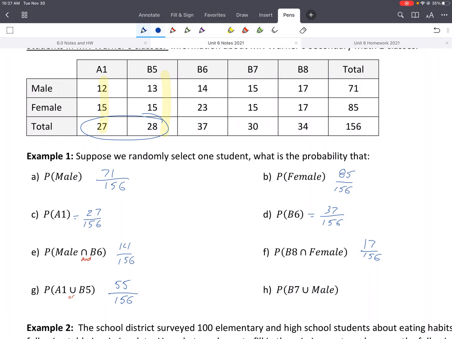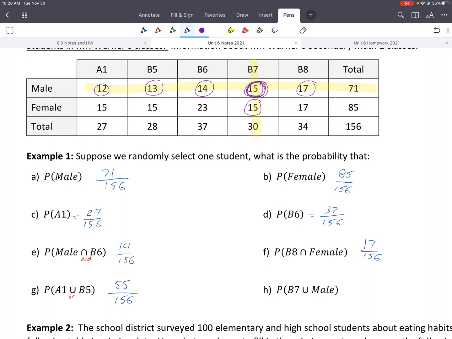And then let's look at this one. This is interesting. What's the probability of me picking someone in B7 or is male? Here we have to look at this very carefully. This is where we talked about we don't want to double count. So we have 12, 13, 14, 15, 17. And for the B7, we have 15 and 15. But we don't double count the 15.